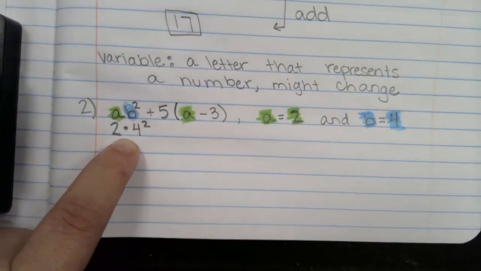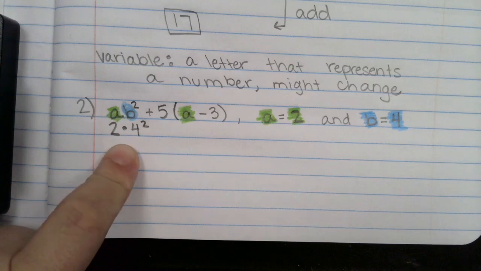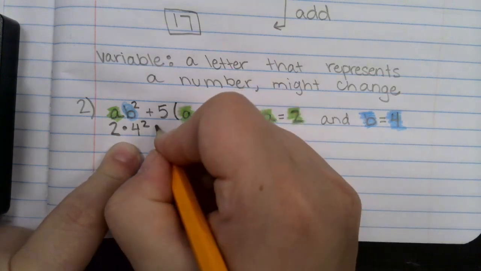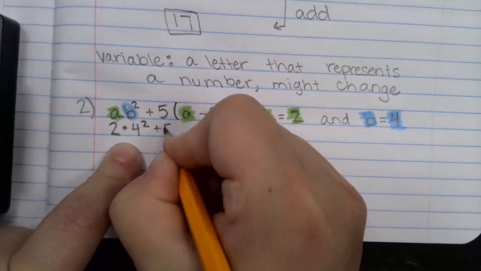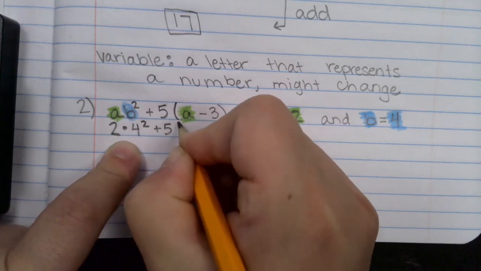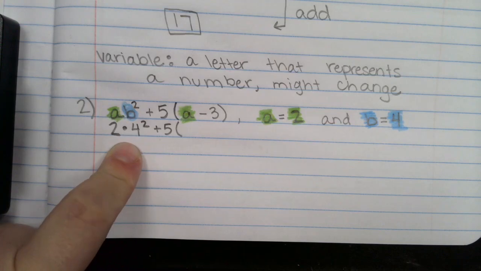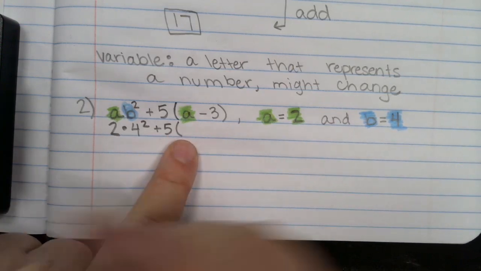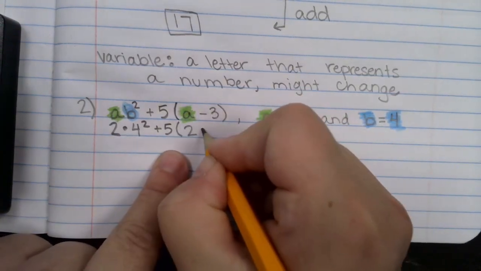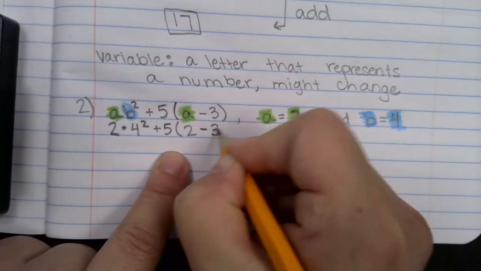Oh, you didn't just put it in? We just put it in. Nope. First thing we need to do is replace everything. Plus 5 times, because then you're going to see why in just a moment. What is our A? 2 minus 3.